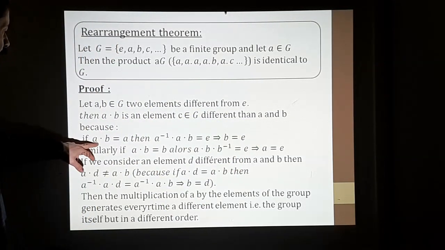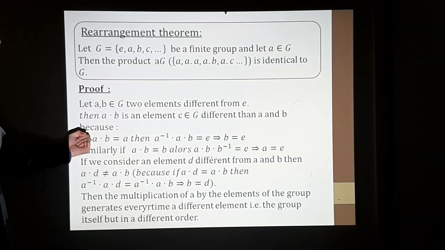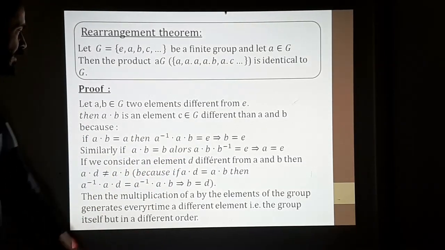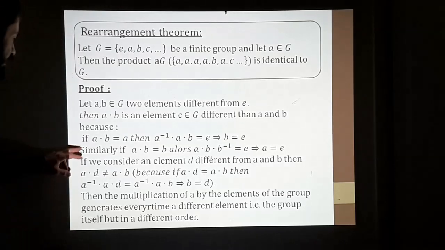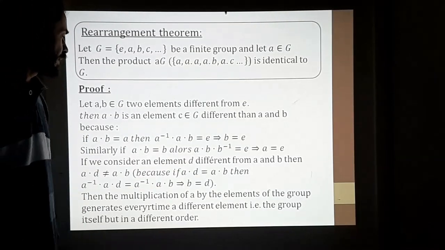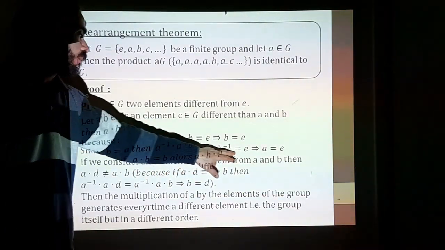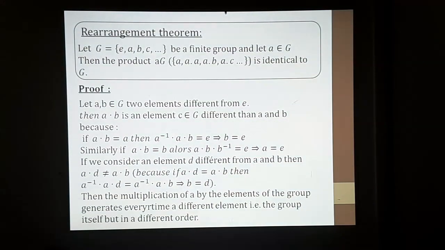Because if A multiplied by B is equal to A, then if I multiply from this side by A minus 1, I get A minus 1 A multiplied by B equal to the identity, which means B is equal to the identity. Similarly, if A multiplied by B is equal to B, then B minus 1 is equal to the identity, then A is equal to the identity.